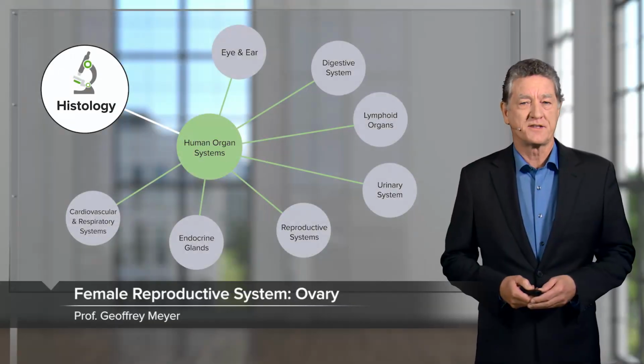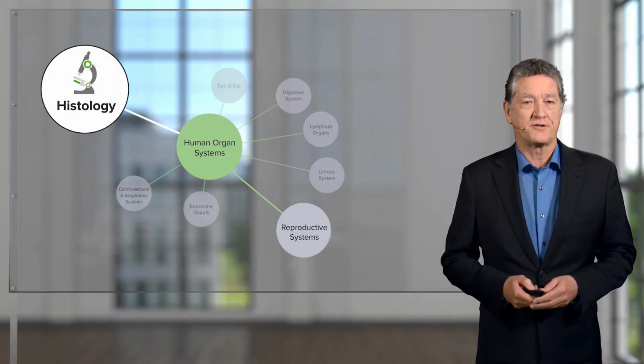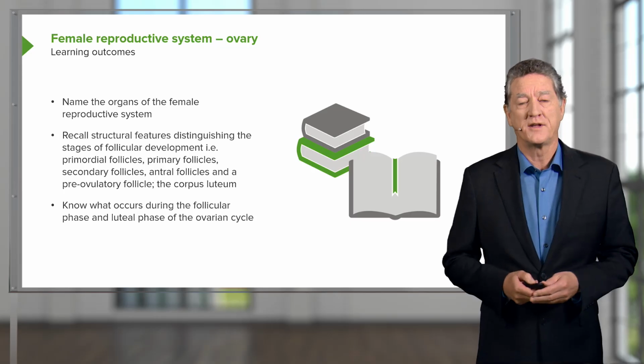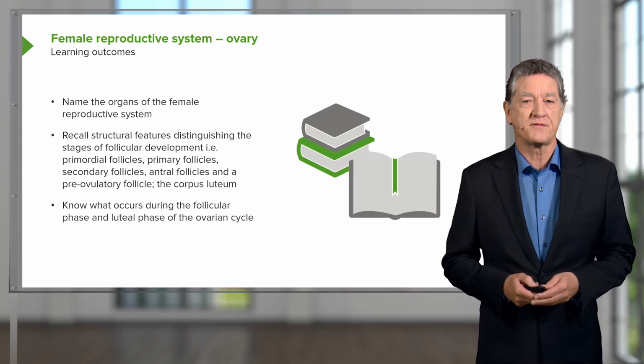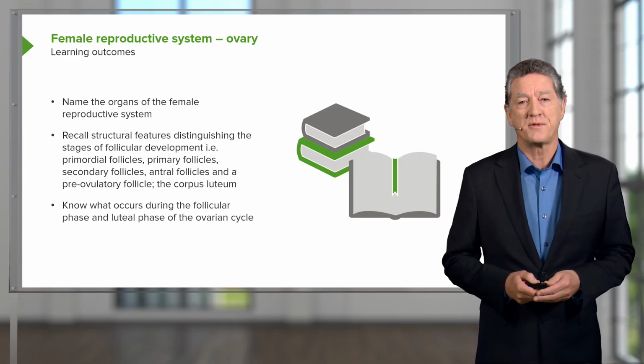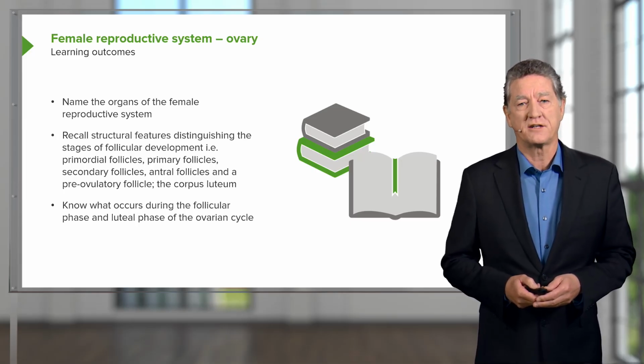The female reproductive system includes the ovary. During this lecture, I would like you to understand that there are different organs that make up the female reproductive system, and I'm only going to describe the ovary in this lecture. In other lectures, I'm going to talk about the other organs. During this lecture, I want you to understand what goes on in the ovary during the ovarian cycle.